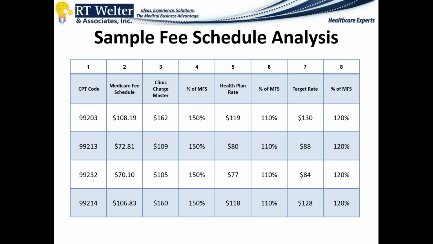Let's say, hypothetically speaking, your negotiation comes back and they are proposing 110% of Medicare, which is quite a bit different than 150%, which was, again, a proposed amount. If you were to get 110% of Medicare fee schedule, that would be $119 for reimbursement for a 99203.